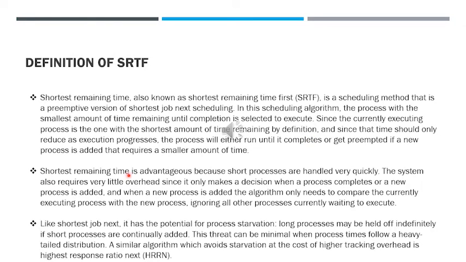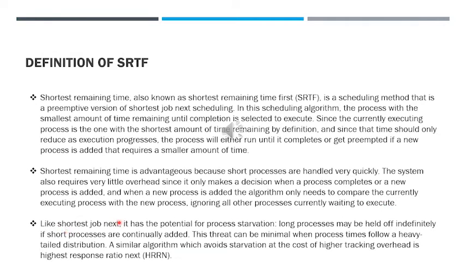Shortest remaining time is advantageous because short processes are handled very quickly. The system also requires very little overhead since it only makes a decision when a process completes or a new process is added. And when a new process is added, the algorithm only needs to compare the currently executing process with the new process, ignoring all other processes currently waiting to execute.